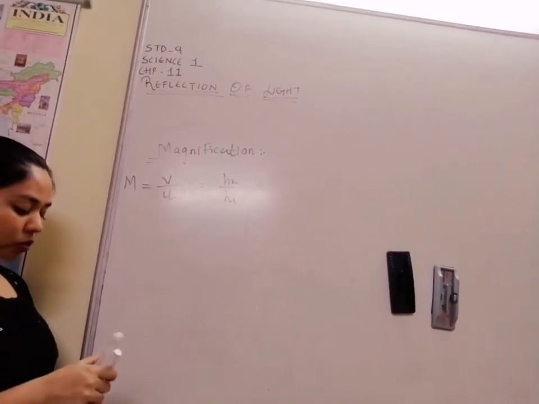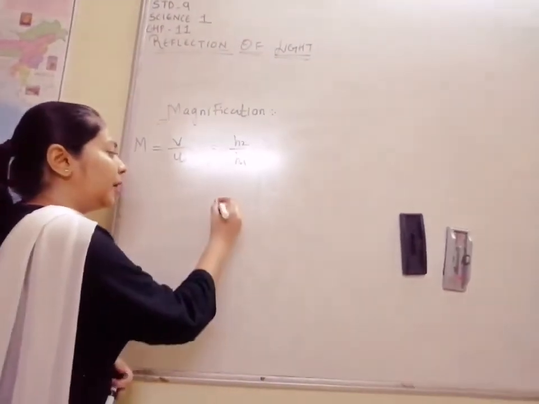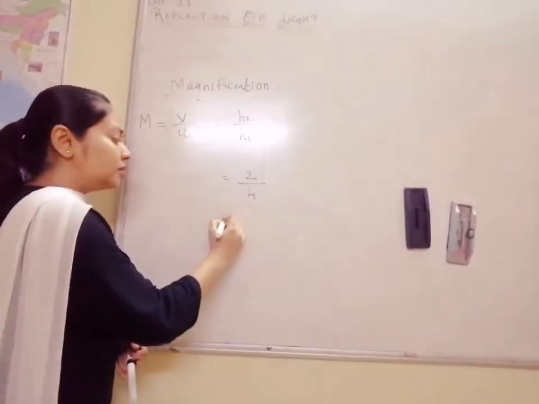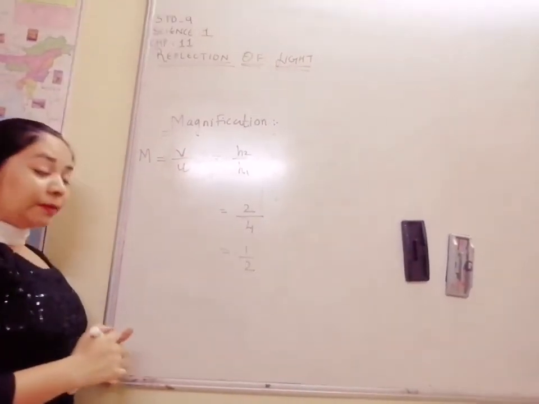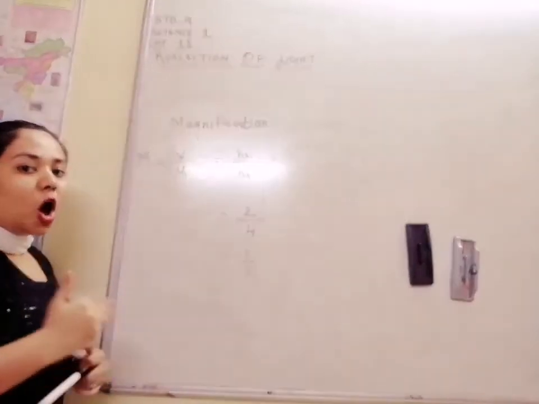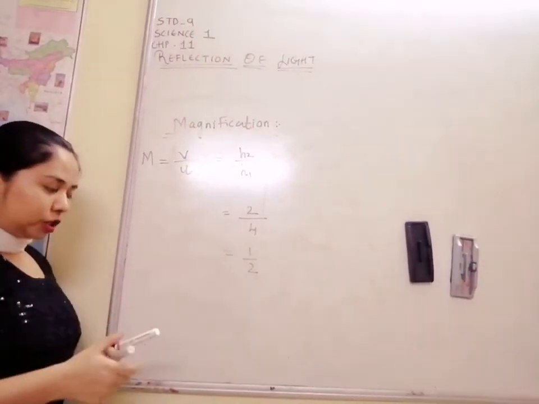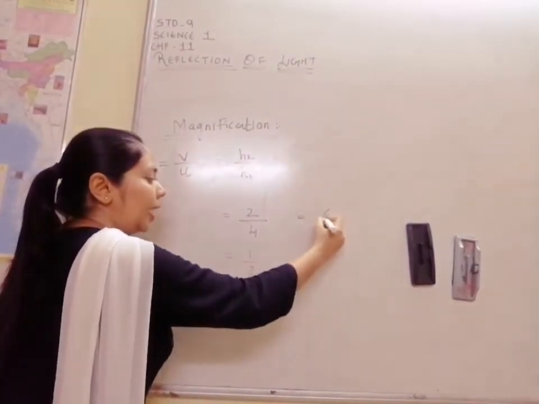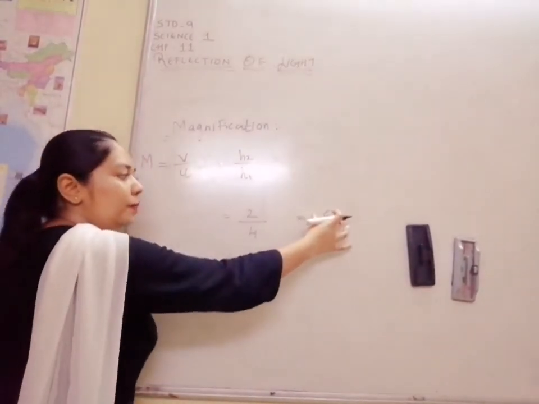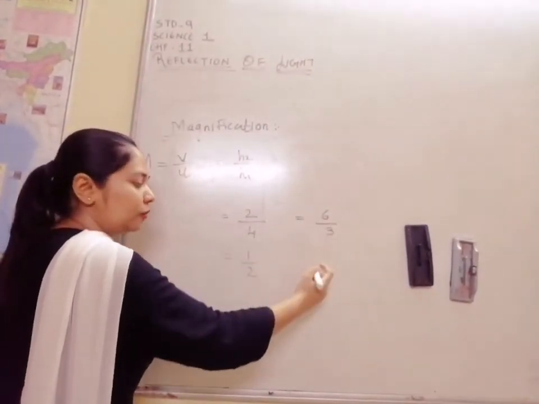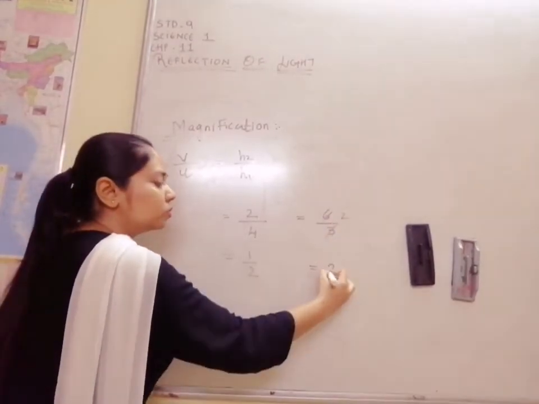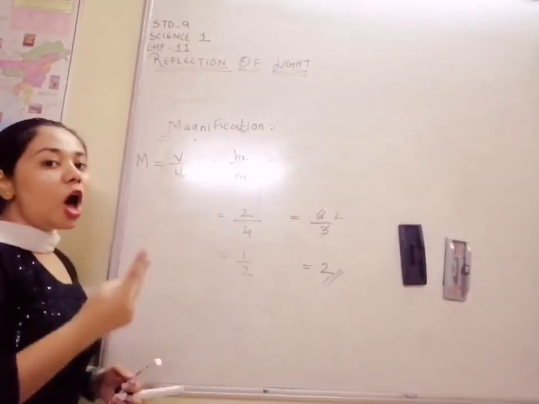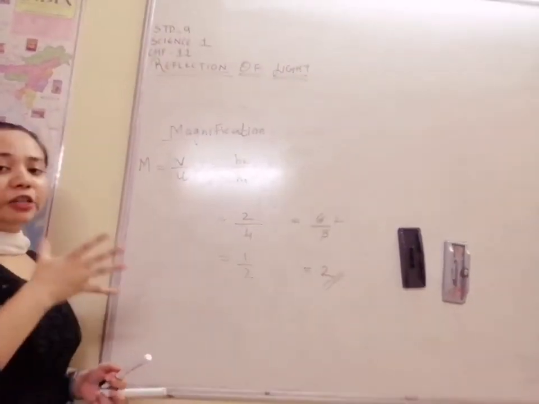Suppose the height of the image is 2 and the object which I placed was 4, so the answer comes out to be half. So now the image formed is half the height of the object. For example, suppose the height of the image is 6 and the height of the object was 3. So the answer comes out to be 2. Now the image has been magnified. It will be twice the length of the object. This is how the magnification formula works.